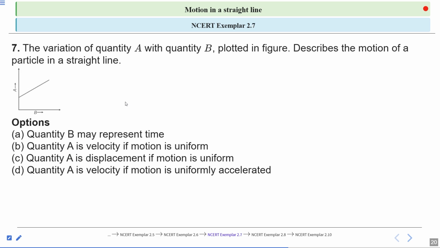Clear? This is a multiple select question. More than one option is correct.